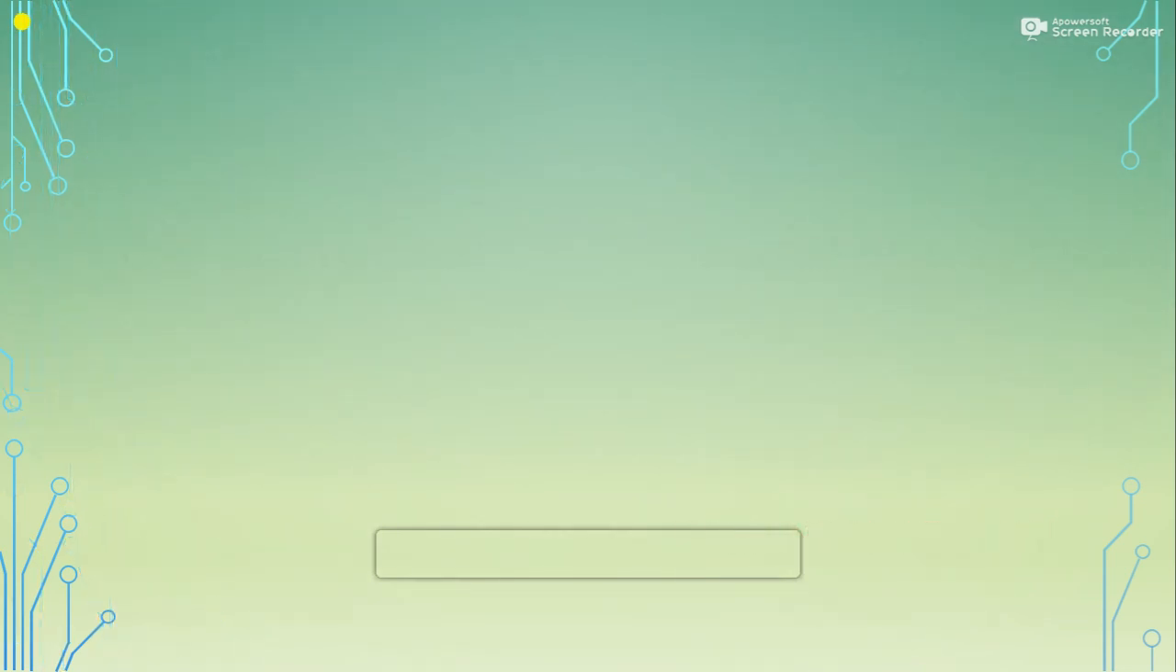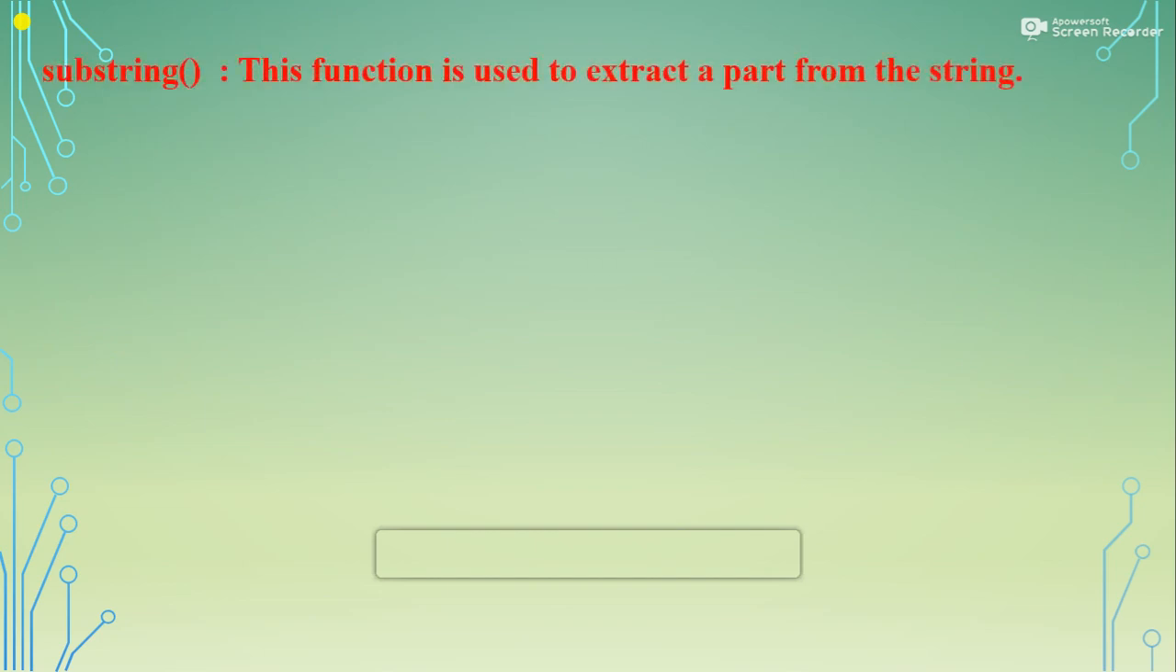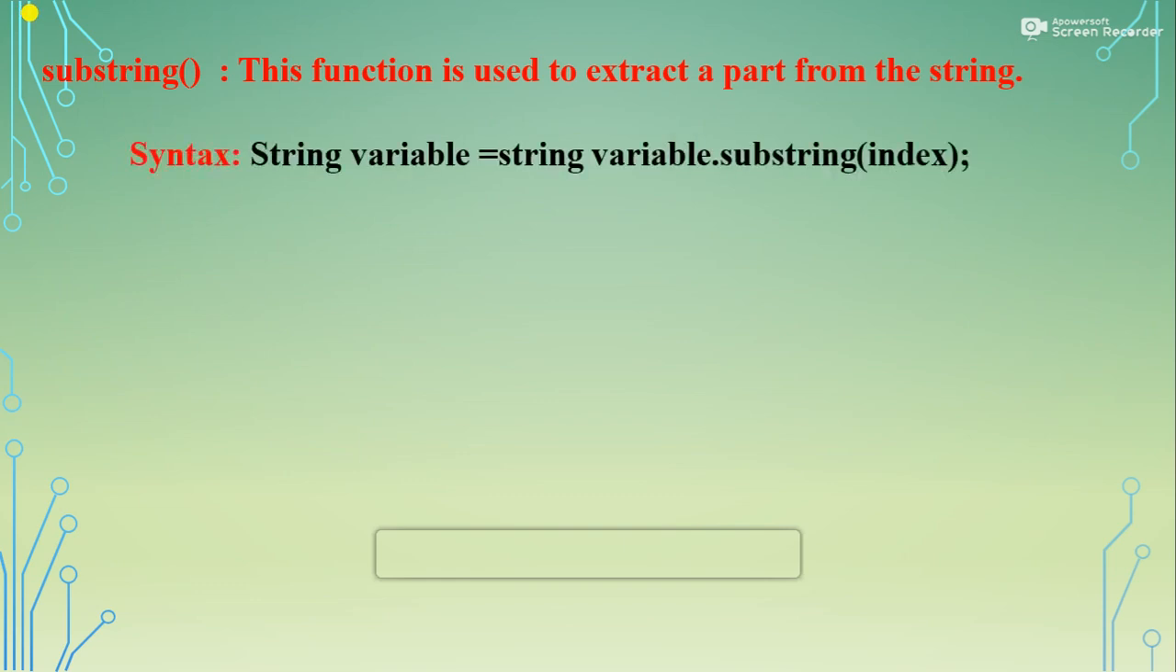So let's begin. First is substring. This function is used to extract a part of a string from the string. So let's have the syntax. Syntax is: string variable equals to string variable dot substring, and in the position, that means index.